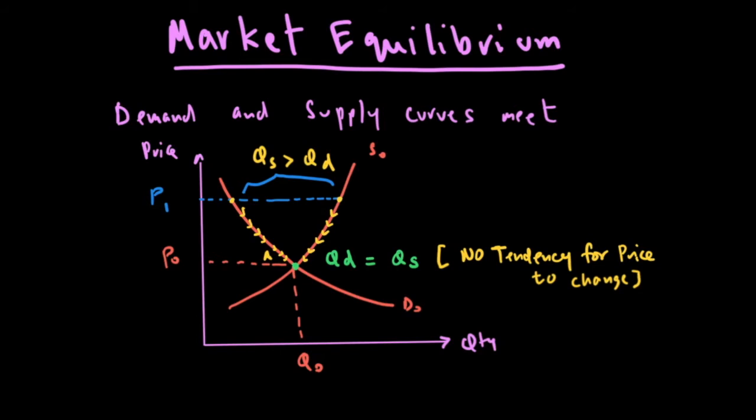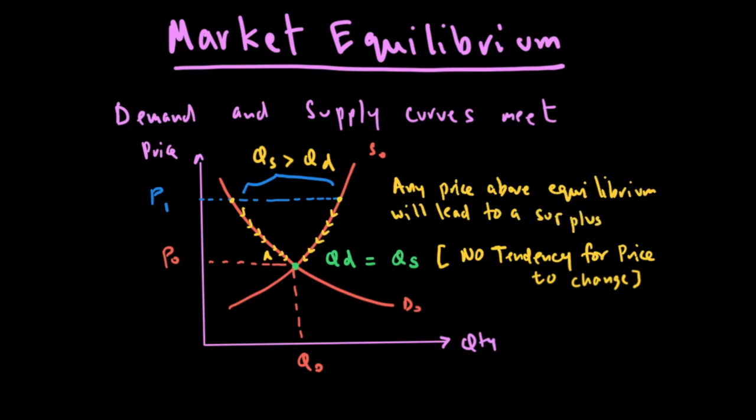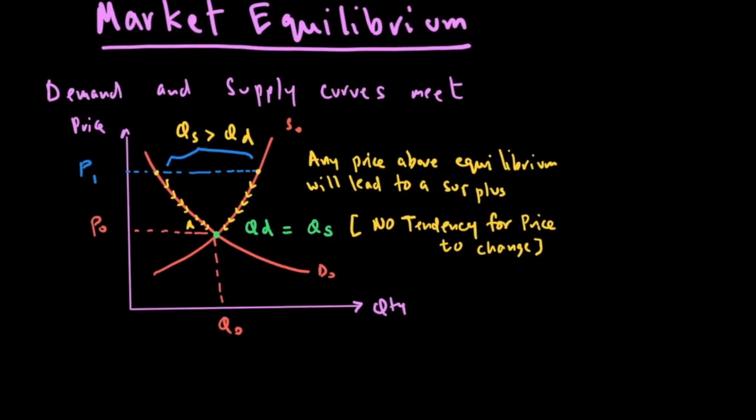So any price above equilibrium will lead to a surplus or excess supply, leading to a downward pressure on price.